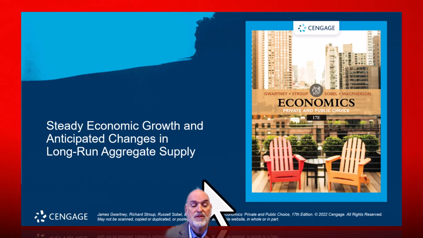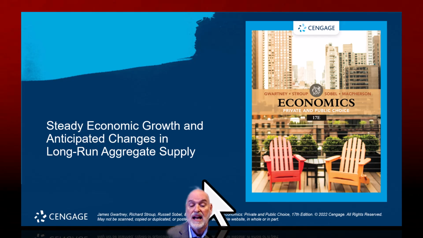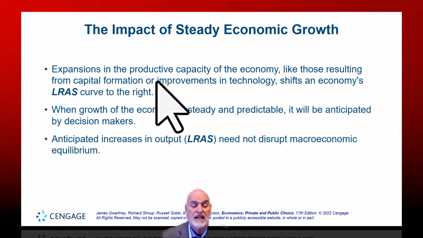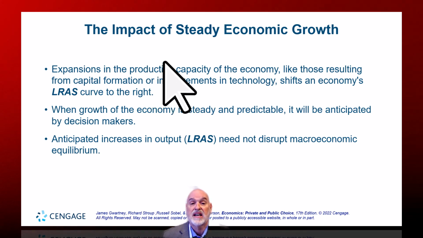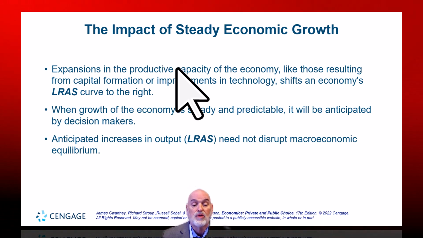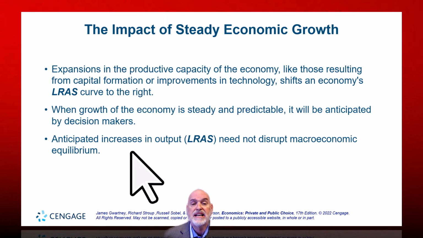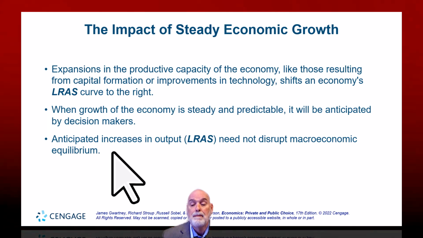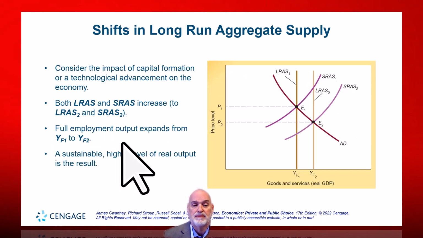Steady economic growth and anticipated changes in long-run aggregate supply. The impact of steady economic growth, expansions in the productive capacity of the economy, like those resulting from capital formation or improvements in technology, shifts an economy's LRAS curve to the right. When growth of the economy is steady and predictable, it will be anticipated by decision makers. Anticipated increases in output, LRAS, need not disrupt macroeconomic equilibrium.